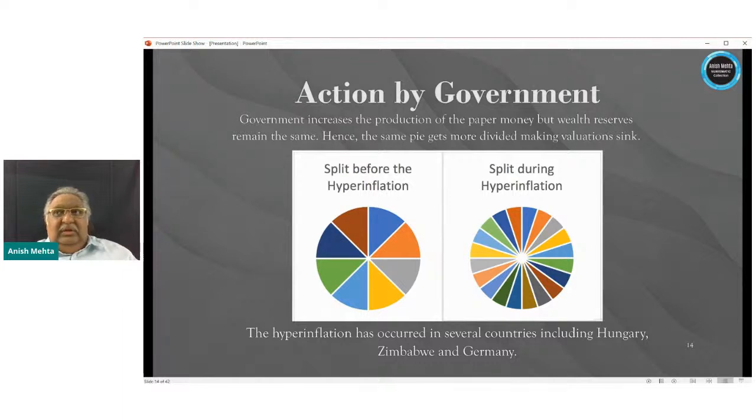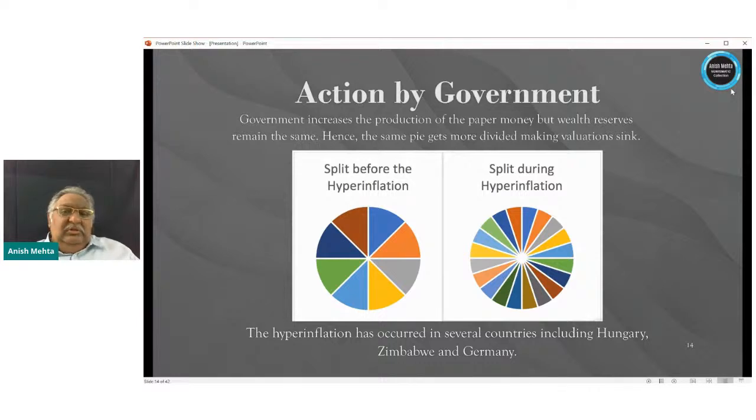To put it in layman's words, if a father has a particular amount of wealth and gives it to one son, he gets 100% of it. If it's split between two sons, each gets 50%. So basically, you see that the value which a person gets is much less. That is what it means when the government issues more banknotes without increasing the wealth at their end.